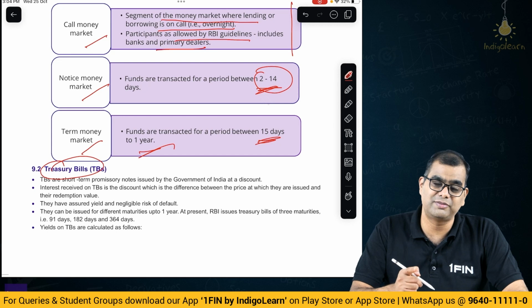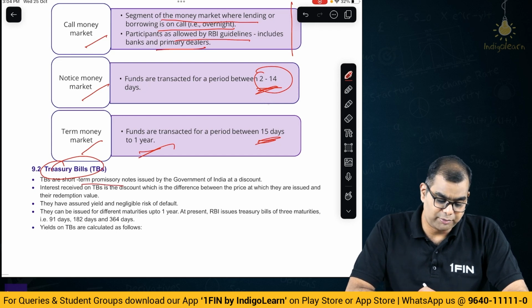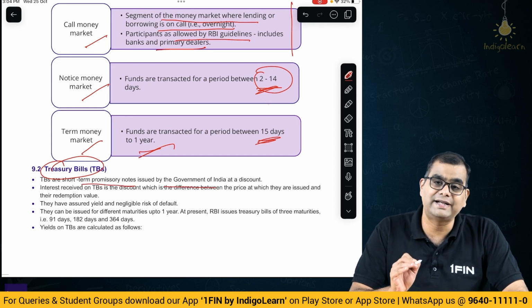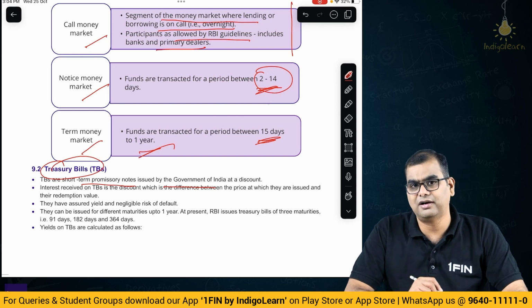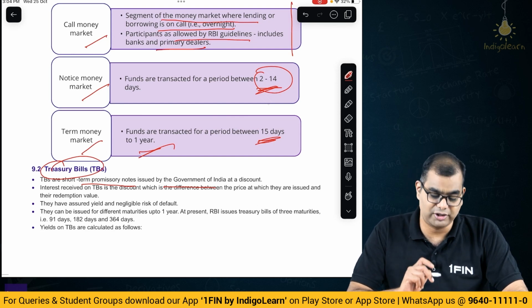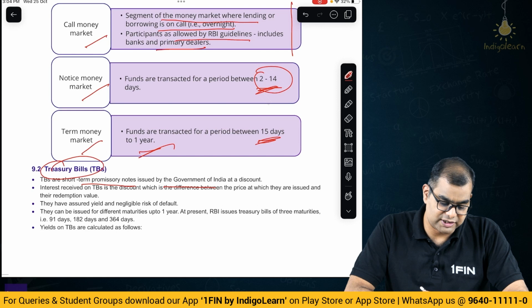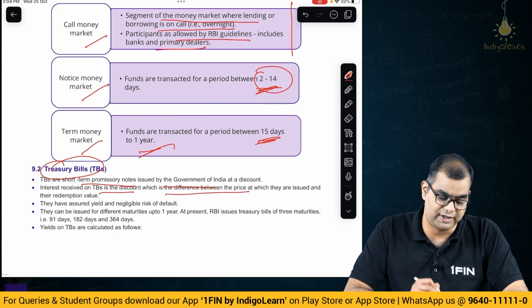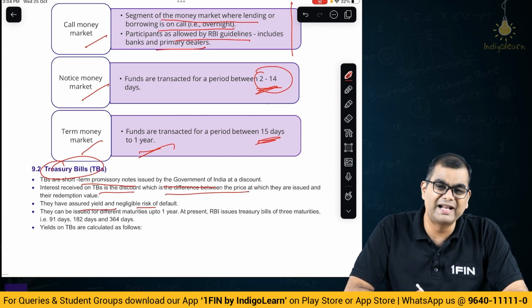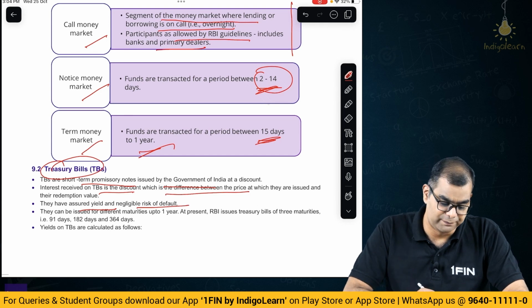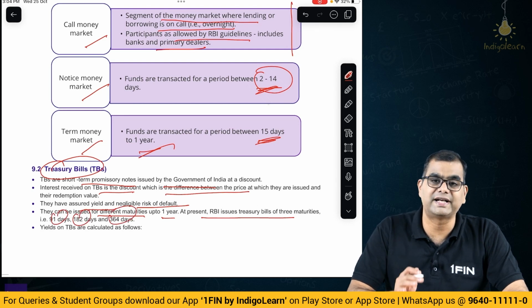Then you have something called treasury bills. Treasury bills are short-term promissory notes issued by the government at a discount. Please note, all these instruments are always issued at a discount. Interest received on treasury bills is the discount, which is the difference between the price at which they are issued and their redemption value. They have assured yield and negligible risk; the Government of India doesn't default. They can be issued for different maturities up to 1 year. At present, RBI issues T-bills of three main maturities: 91, 182 and 364 days. Yields on treasury bills are calculated as follows.